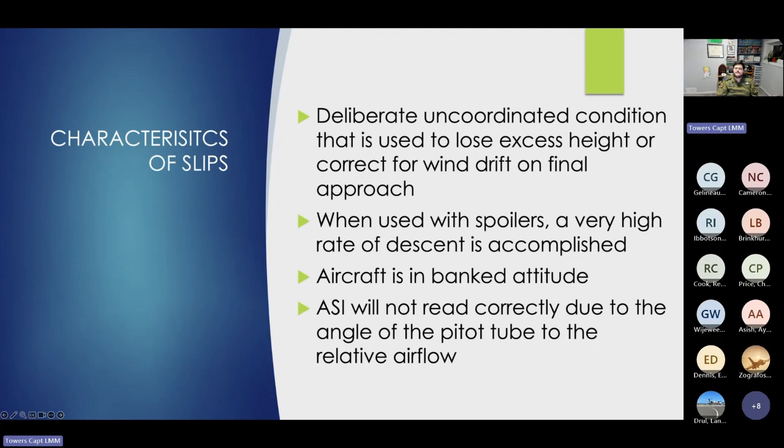So, slips. A slip is a deliberate, uncoordinated condition that is used to lose excess height or correct for wind drift on final approach. When used with spoilers, a very high rate of descent is accomplished. The aircraft is usually in a banked attitude, so one wing is lower than the other, and the airspeed indicator will typically not read correctly due to the angle of the pitot tube to the relative airflow. And that will make more sense as we go into some examples here.